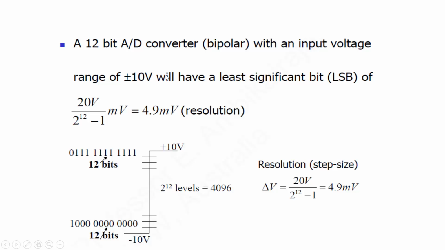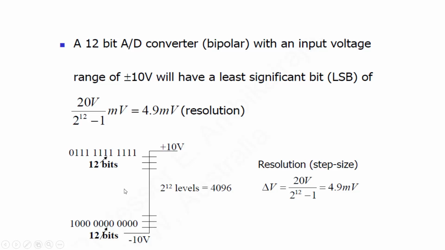The full range we have to take, and we'll have a least significant bit. The value of the least significant bit, or the step size basically, is given by the full peak to peak range, which is 20 volt, divided by 2 to the power capital B, which is 12-bit A to D converter here. So it is 2 to the power 12 minus 1. It comes out to be 4.9 millivolts, which is also known as the resolution of the A to D converter.